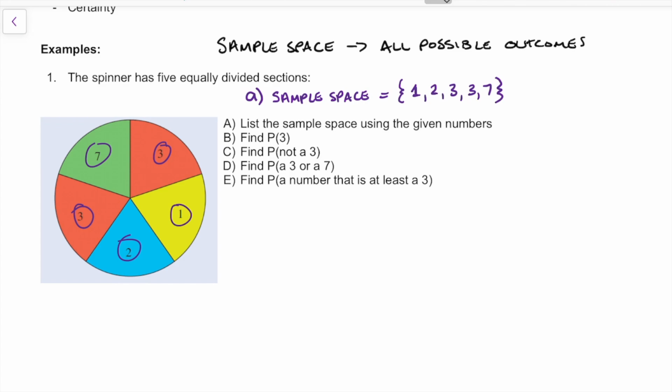Now we're going to find some probabilities. So this question B is actually asking us to find the probability of spinning a 3. So that's what it's actually asking us to do. What is the probability of spinning a 3? So let's set this up. We actually have a formula we can use for this.